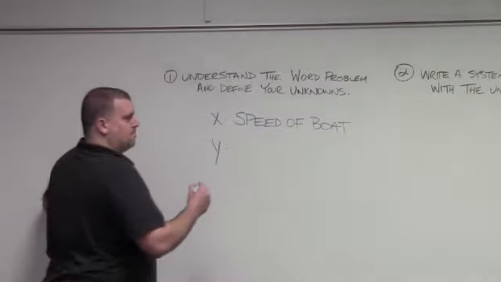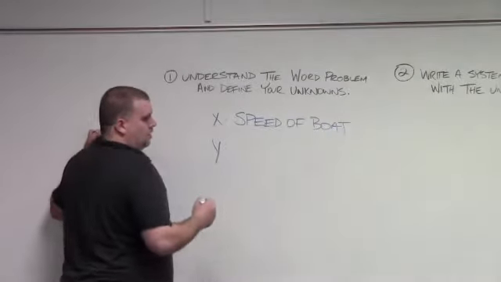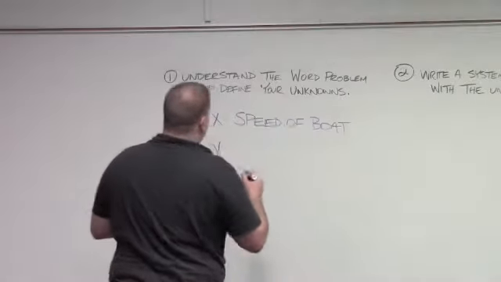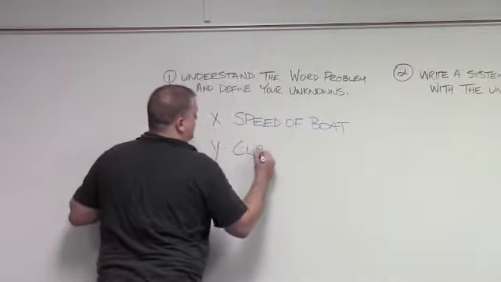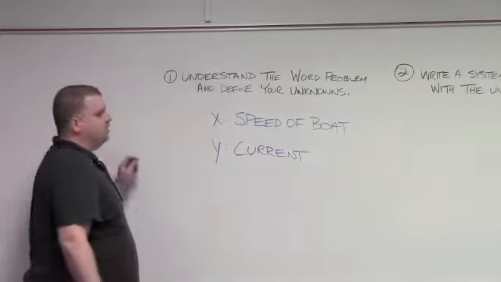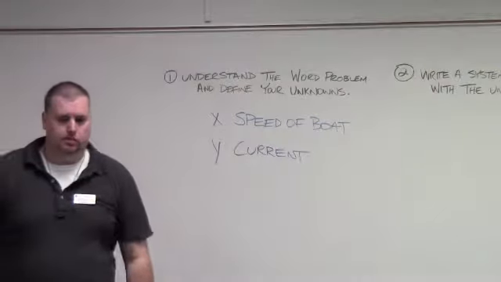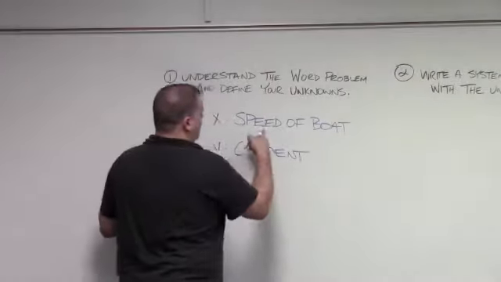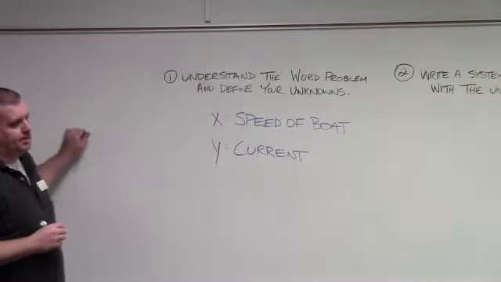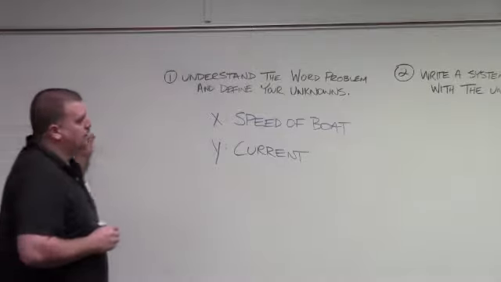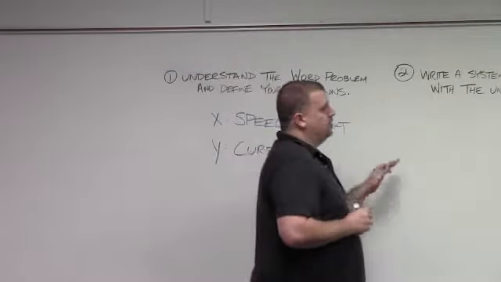Going upstream, well, they didn't say downstream, they said upstream, against the current, but with no current. Okay. So the last two questions are asking, what's the speed of the boat is the first question, and the last question is what is the speed of the current? So we need to find the speed of the boat and the speed of the current. That's the two things that we don't know. So write a system of equations with the unknowns.